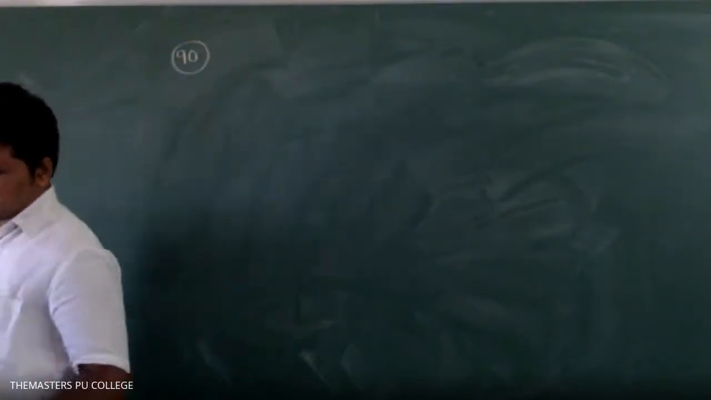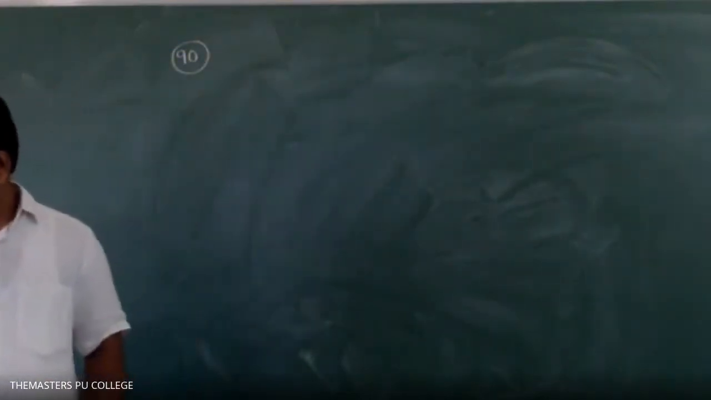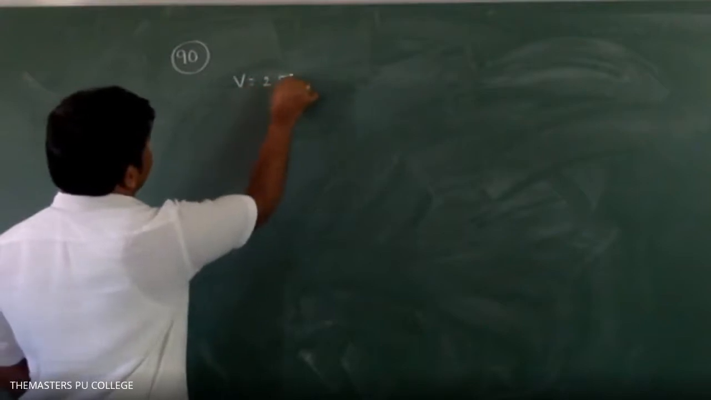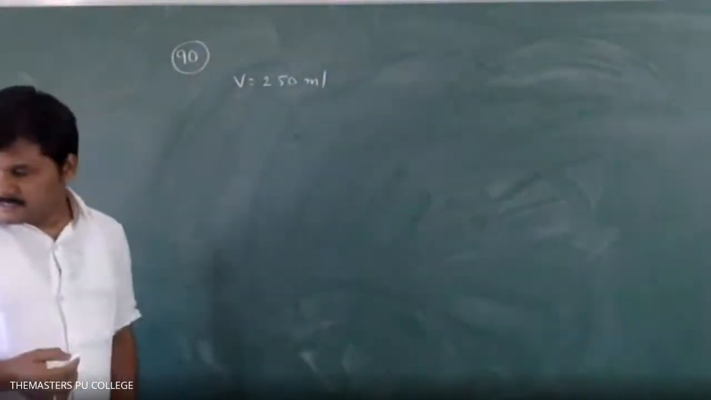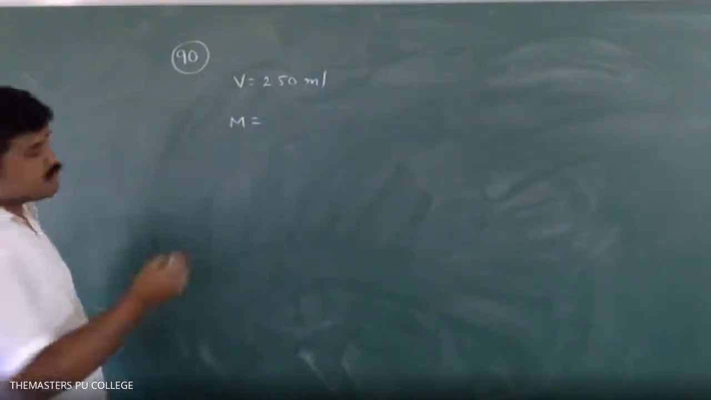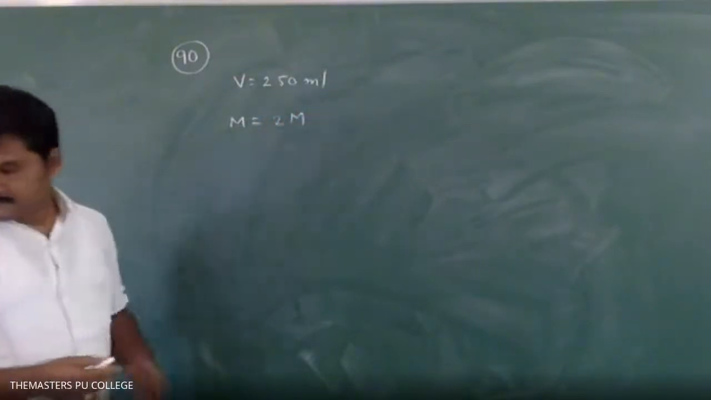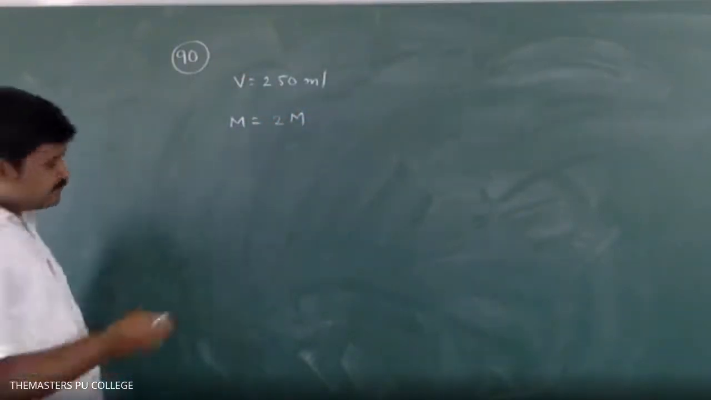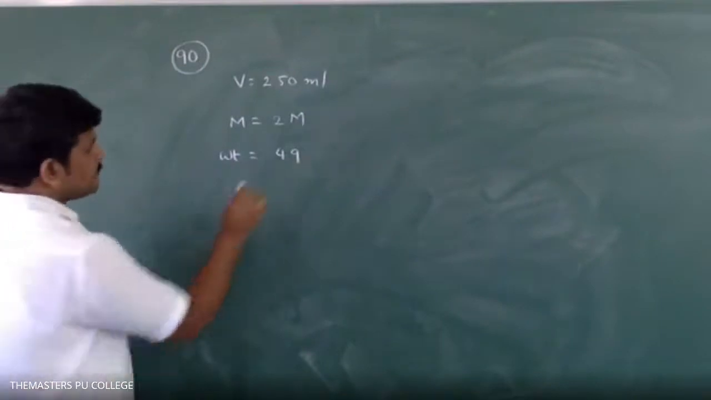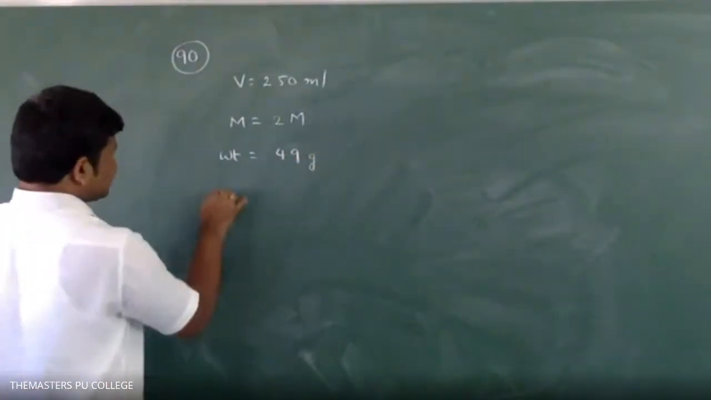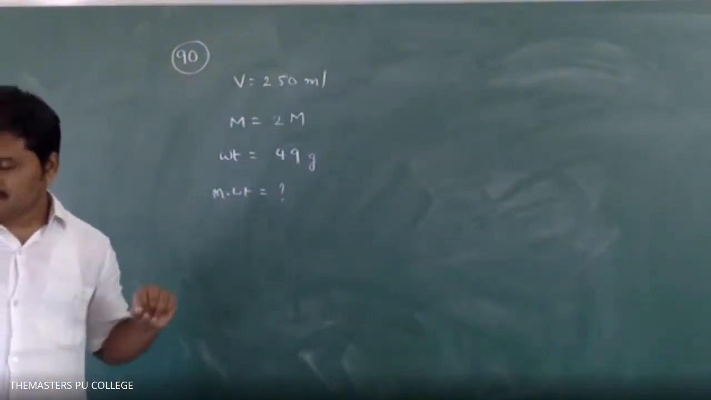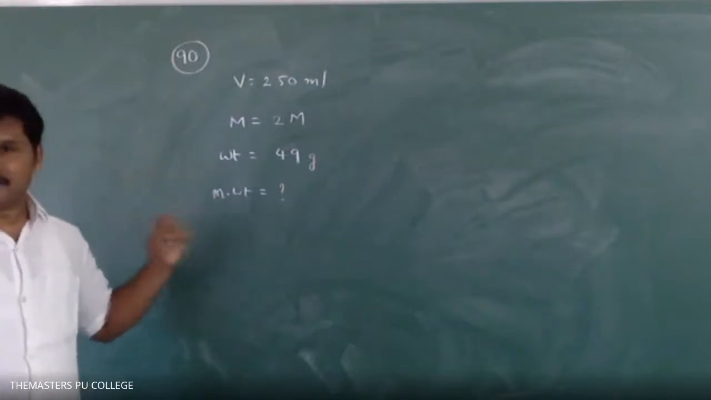Question number 19. Volume is given. What is the volume? 250 ml. Next, molarity is given. How much? 2. Next, weight given: 49 grams. So molecular weight we have to calculate. This is the data given in the question: volume, molarity, weight; molecular weight we have to calculate.